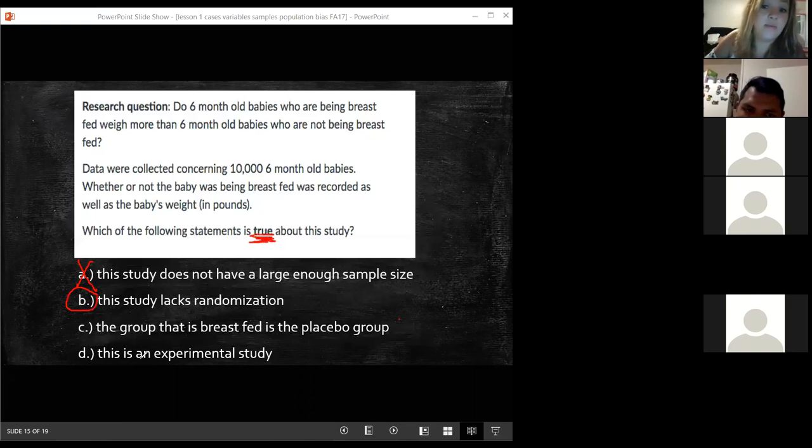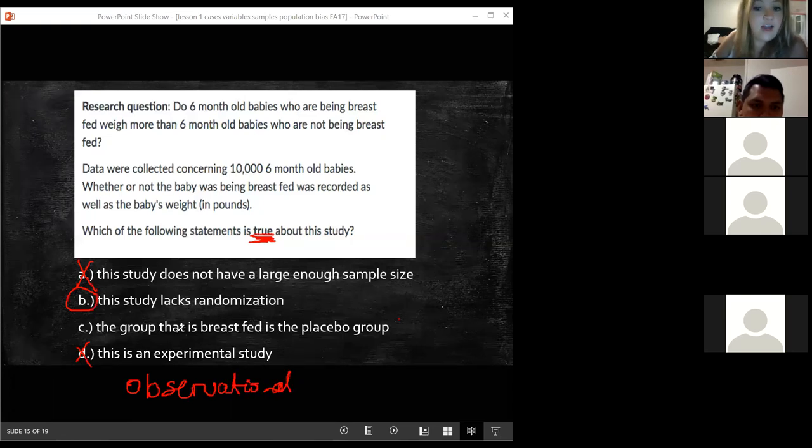If we go to D, they're not controlling whether or not they're being breastfed or not. They're just observing. So we have all the babies, and all they're doing is seeing if they're breastfed or not. They're not telling the moms, you breastfeed your child and you don't, that would be imposing a treatment. But in this case, they're just observing. So this isn't an experimental study. It's actually an observational study.